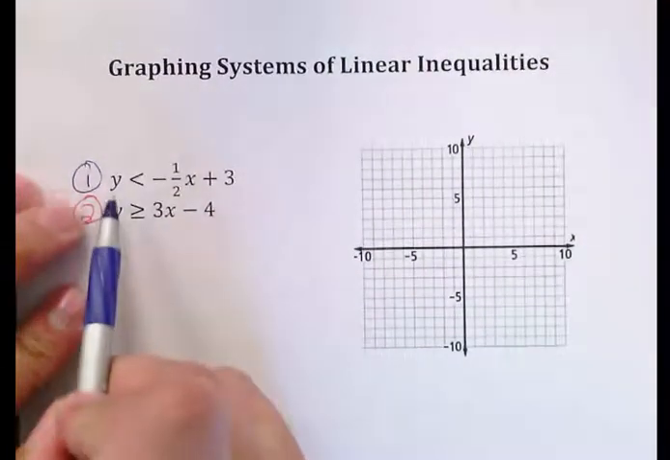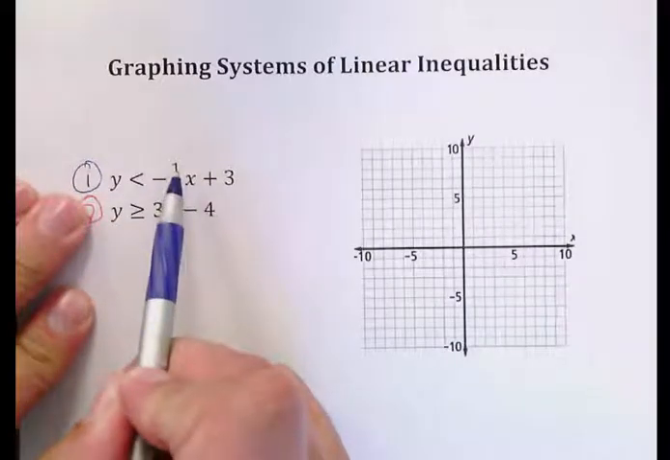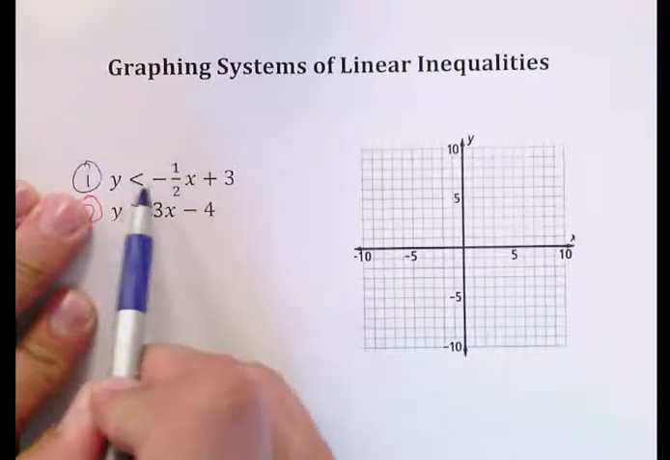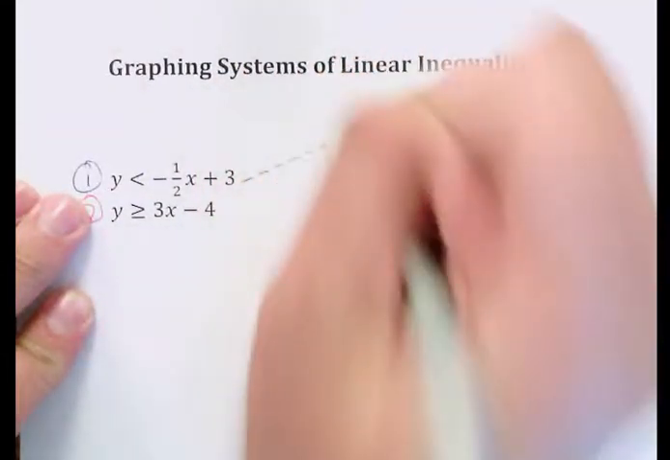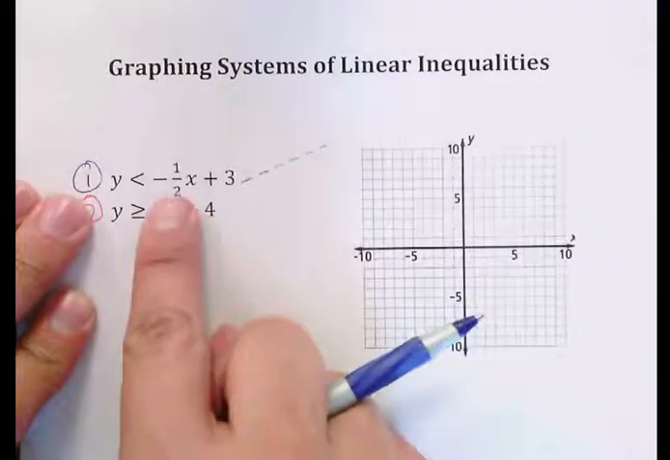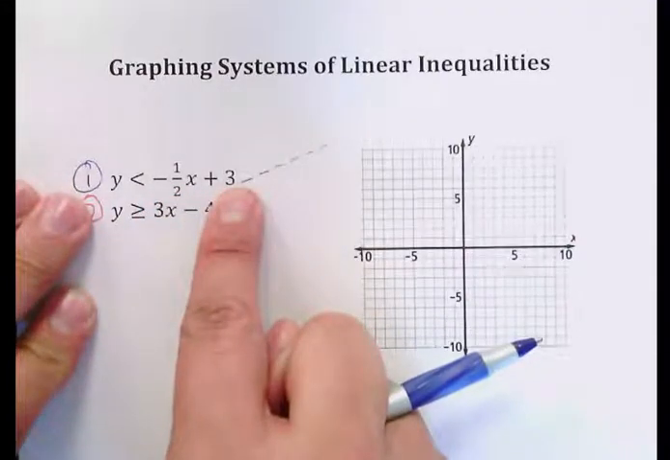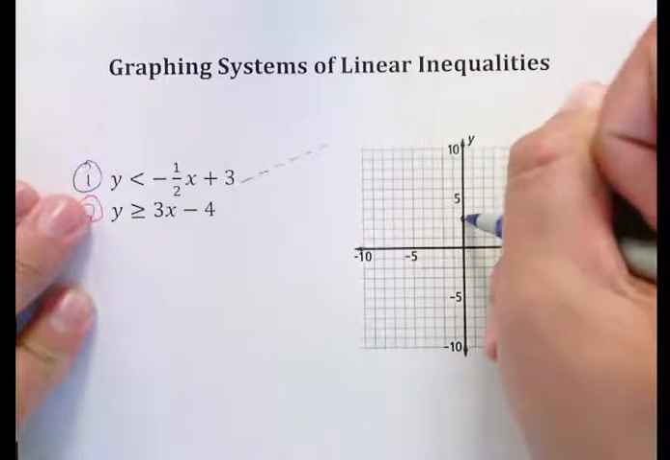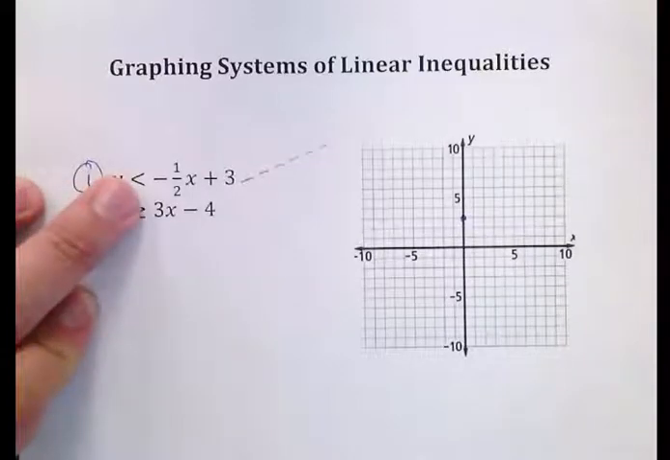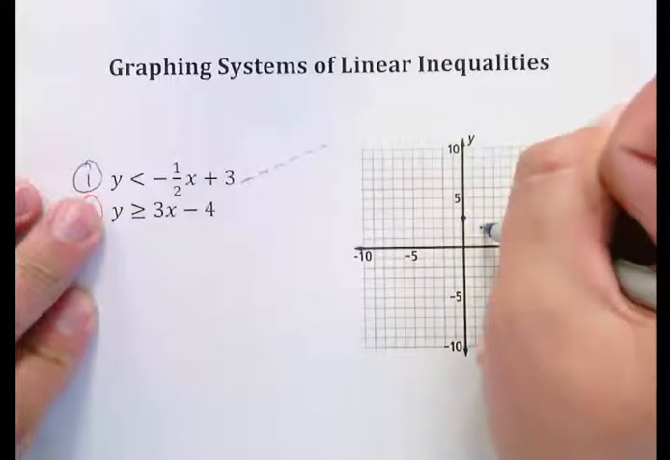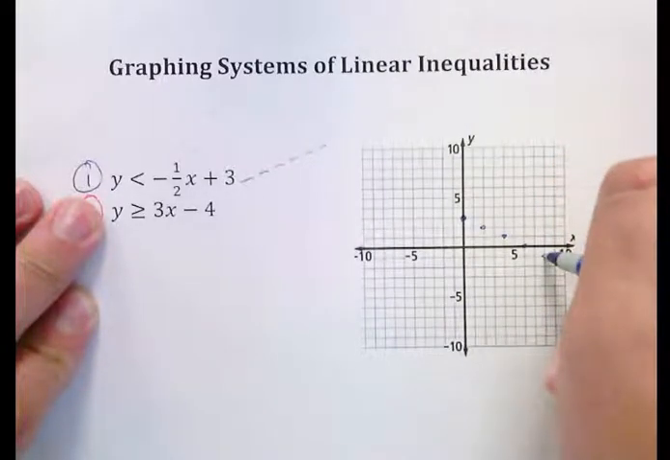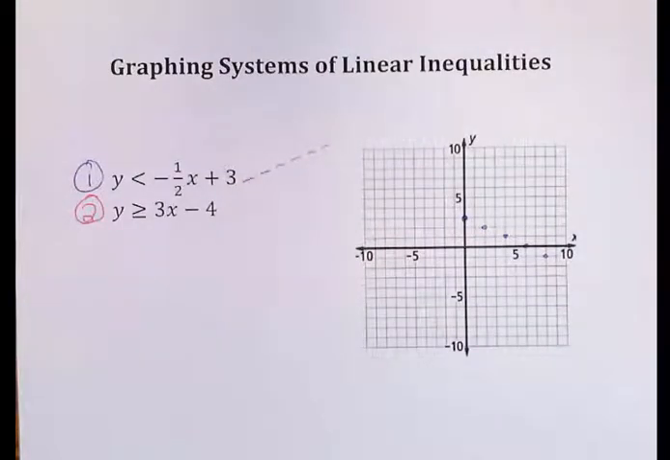So, first one, y is less than negative 1/2 x plus 3. First thing I see is this inequality, and I know we're going to have a dashed line there. I can see my slope is negative 1/2, and my y-intercept is 3. So I go up to 3 on the graph and put a point, and then I do my slope of down 1 over 2, down 1 over 2, down 1 over 2. So there's my slope and there's my y-intercept.